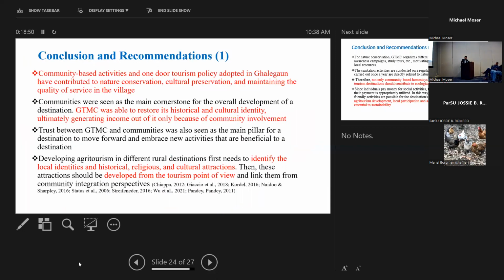Let me conclude this study. Community-based activities and the one-door tourism policy adopted in Ghaleguan have contributed to nature conservation, cultural preservation, and maintaining the quality of service in the village. It was able to restore its historical cultural identity, ultimately generating income out of it only because of the community involvement. Developing agritourism in different rural destinations first needs to identify the local identities and historical, religious, as well as cultural attractions. Then these attractions should be developed from the tourism point of view and linked from the community integration perspective.